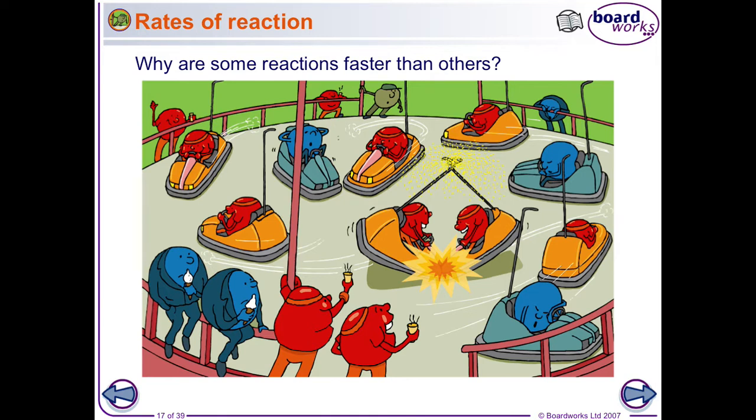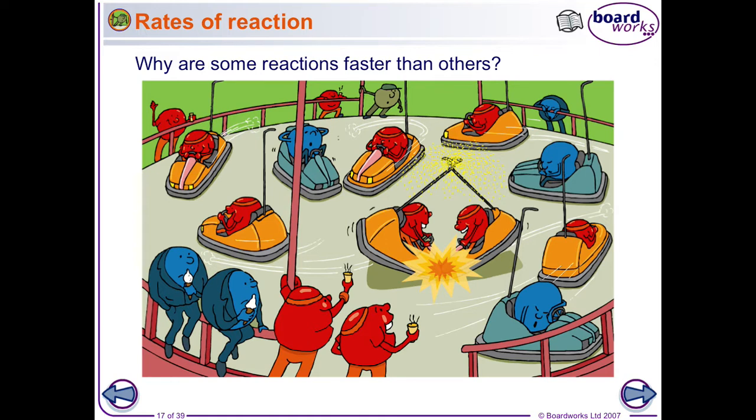Why are some reactions faster than others? This is what we're going to talk about. But think about bumper cars. If you ever rode in a bumper car, you don't react with someone until you actually hit them. So you have to collide with them in order to react. If you're driving around avoiding everyone, then you're not reacting. You're not bumping cars. You're just driving in the car.